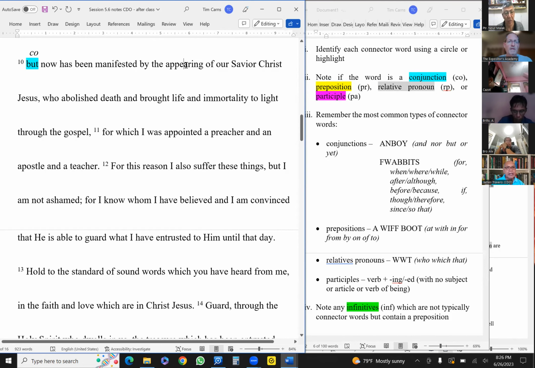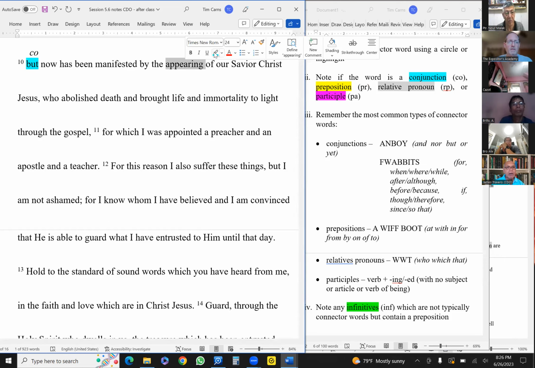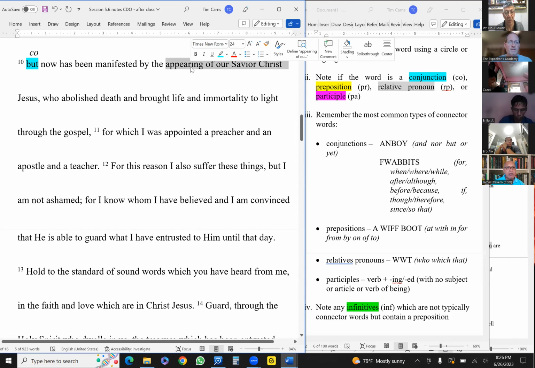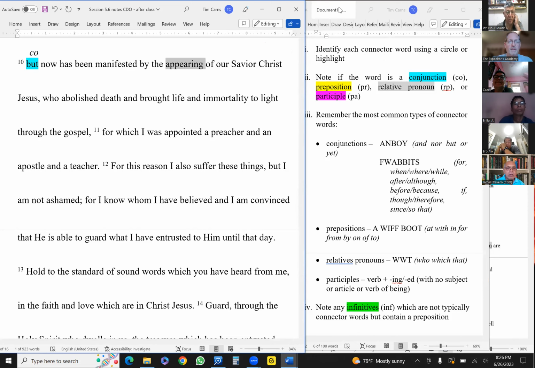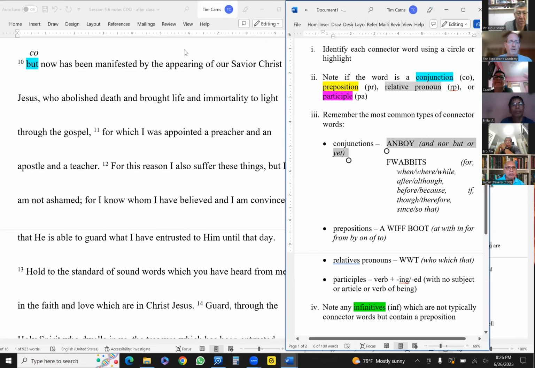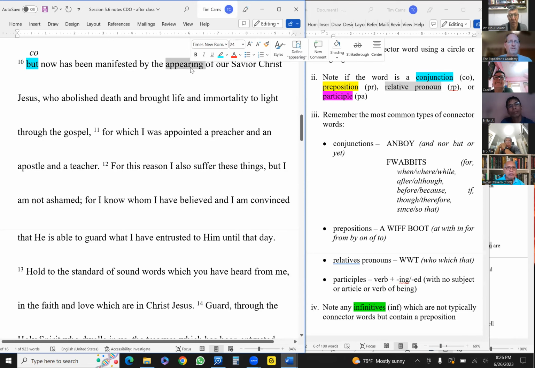Appearing. Okay, so we have this word appearing. What does it look like? What kind of connector word does it look like? Yeah, participles. It looks like a participle, right? Because it ends in ing, so we can identify it. But remember, now we want to check. Is it a participle? How do we check?